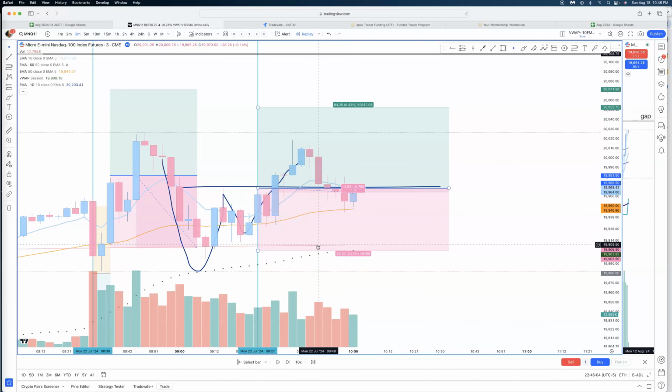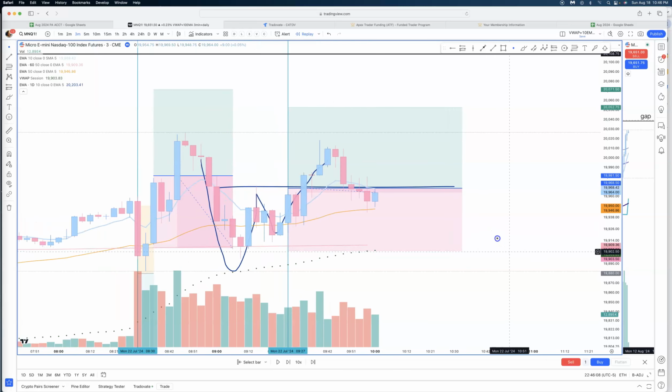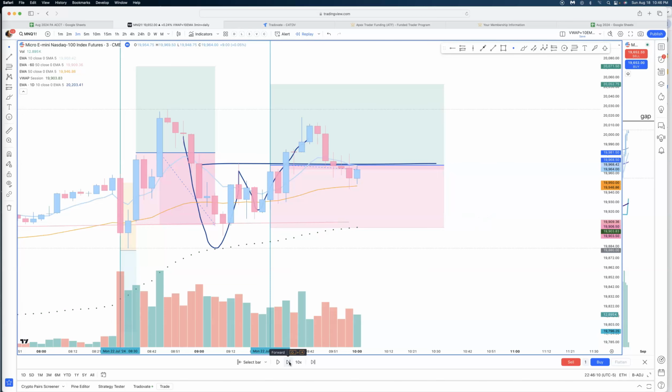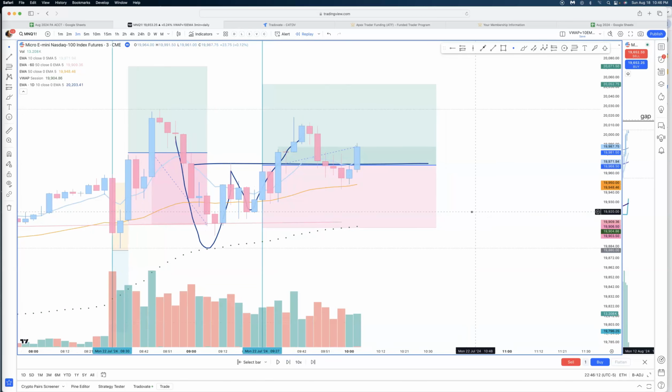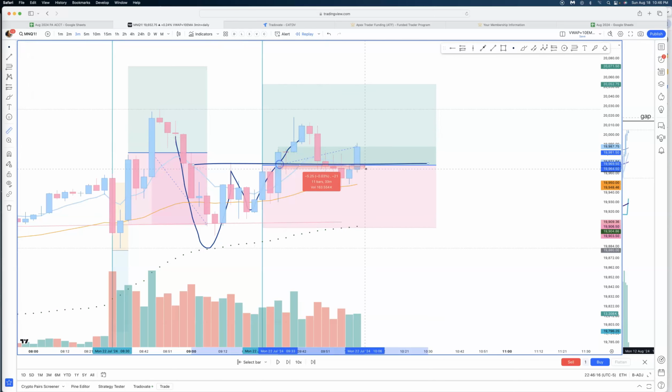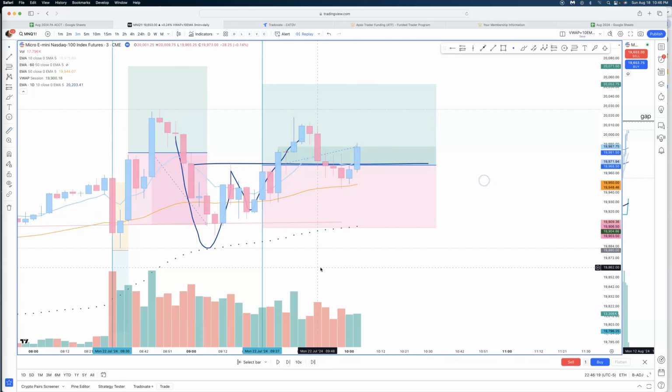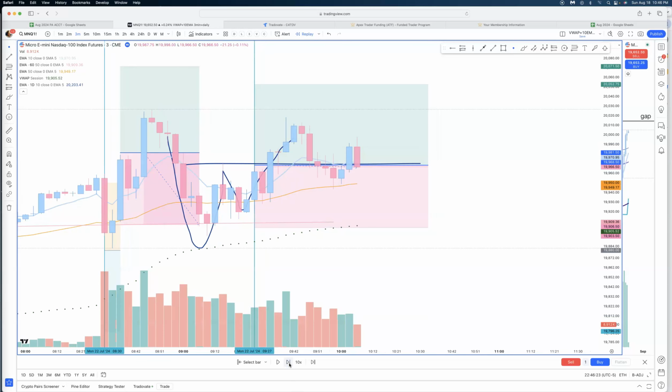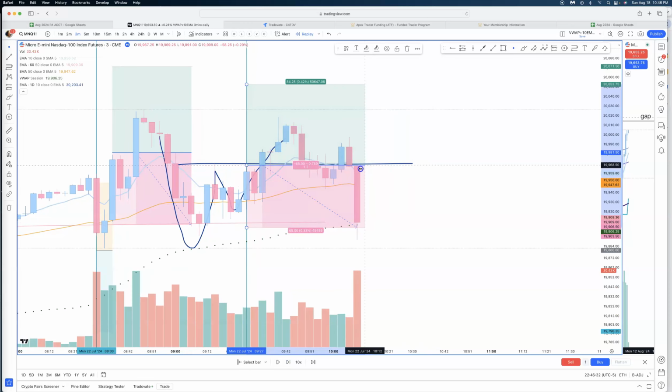But we are still above the hourly 50, so I have to look for longs based on those rules. I think at this point I may move the stop. Let me see, we've been in the trade 30 minutes. I'll give it one more candle. I don't like that either. Should definitely move the stops.